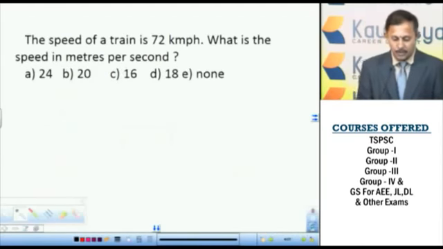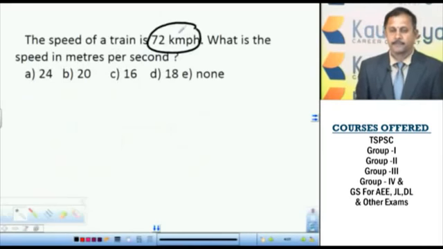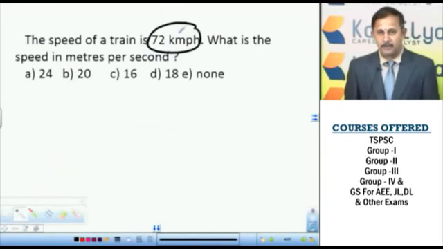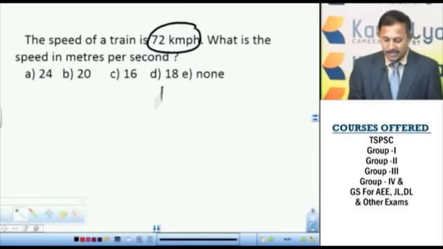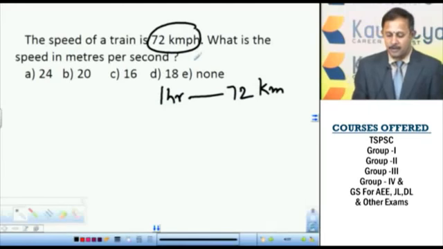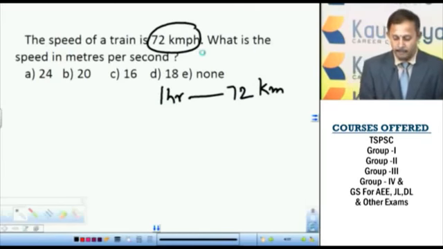Next one, basic model. The speed of the train is 72 km per hour. Or in other words, in 1 hour, it can travel 72 kilometers. So the speed of the train is given as 72 km per hour, and you have to convert it into meters per second. The speed is given in terms of kilometer per hour.